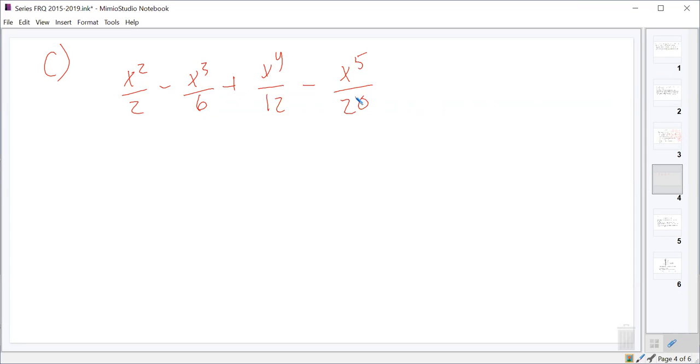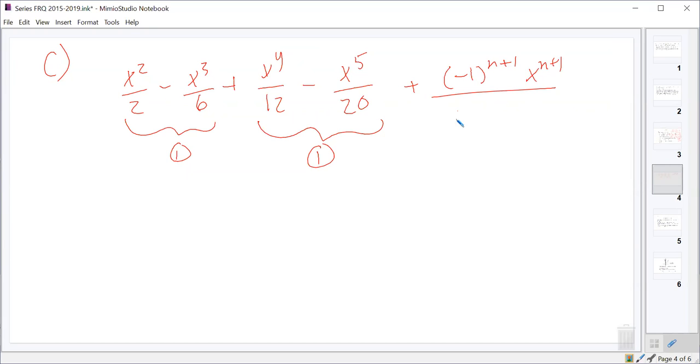Let's see, we'll give you 1 point for the first 2 terms. They gave you 1 point for the other 2 terms. And then they gave you 1 point for the general term because it asked for the general term also. What was your general term? I think it asked for the general term, right? Yeah. Still (-1)^(n+1). That's your general term. And that's 1 point. Everybody good with that?